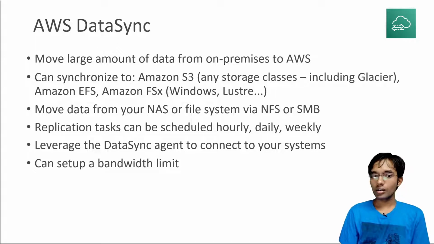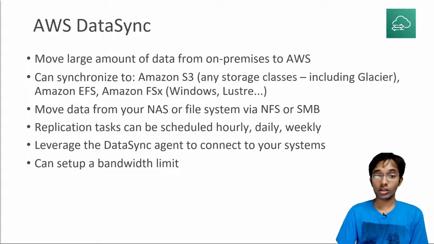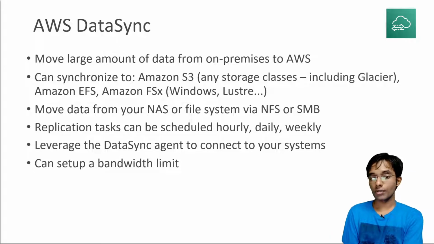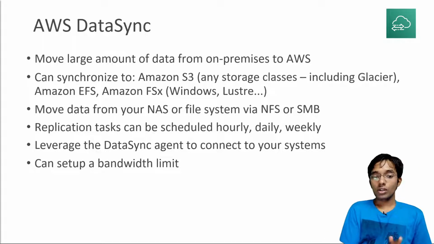Okay, now let's talk about AWS DataSync. It's going to be a short lecture. It is used to move a large amount of data from your on-premises system into AWS, and it can synchronize to various destinations such as Amazon S3, regarding any storage classes including Glacier, or Amazon EFS, or Amazon FSx, and that includes Windows and Lustre, and the list will evolve over time.